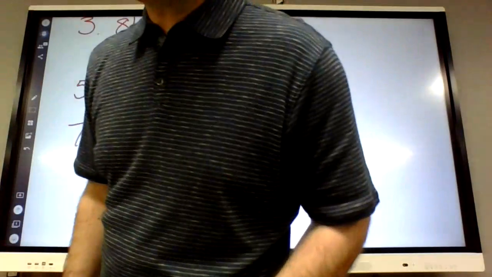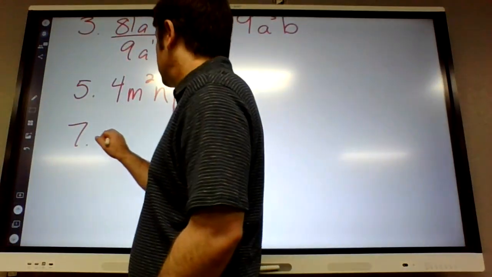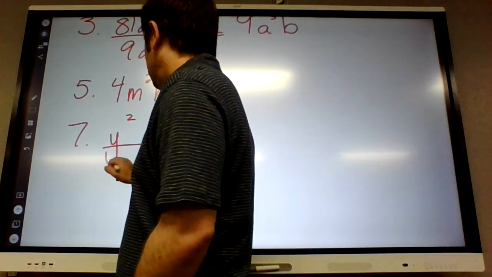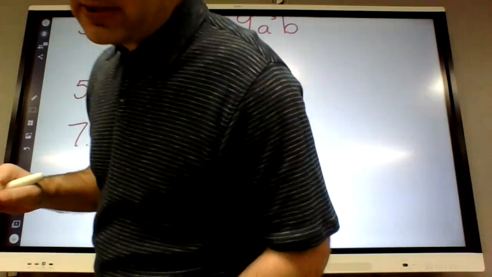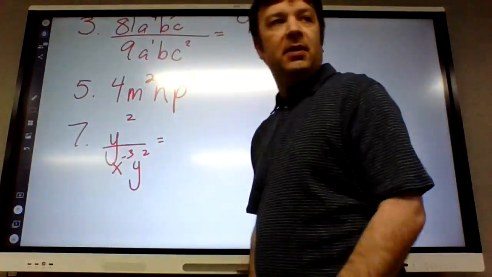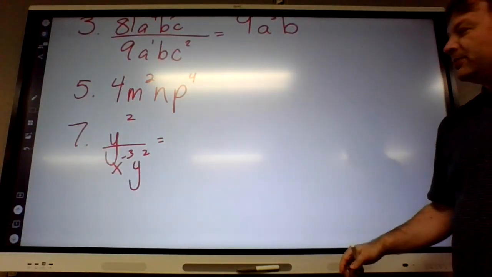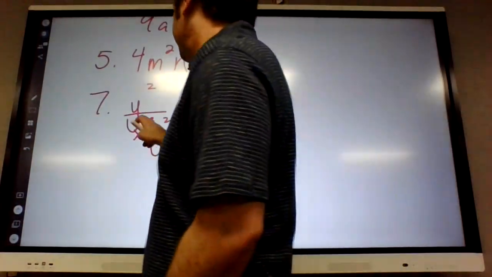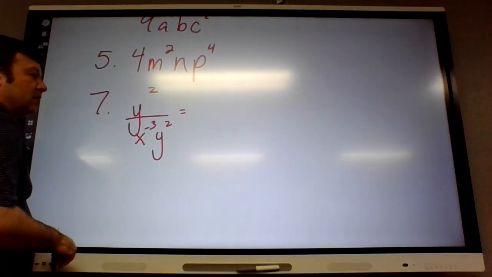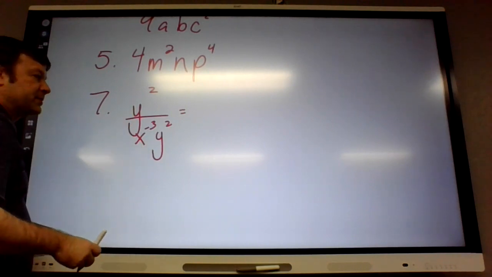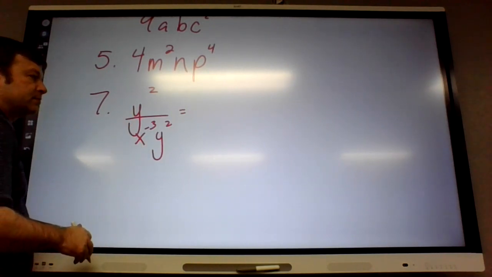Y squared over x to the negative 3, y squared. Wait, is that right? Yep. Okay, Owen, what can we do on this one? Would we just keep x to the negative third, or flip? Yeah, let's flip that. How about the y's? The y's would just stay y.